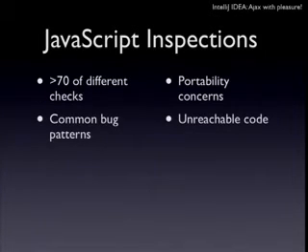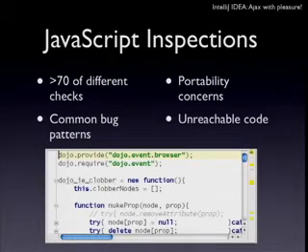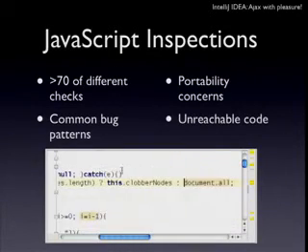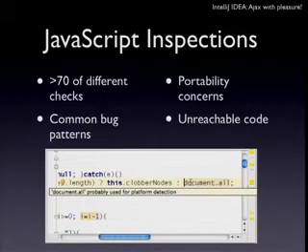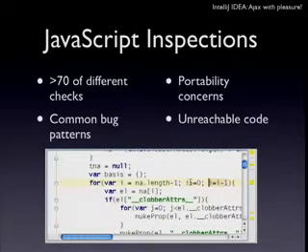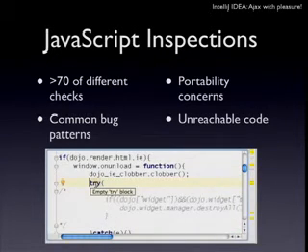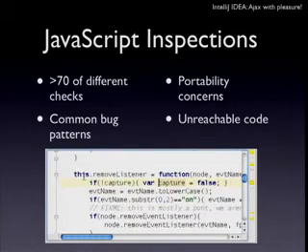We also have lots of additional JavaScript intentions coming. There are more than 70 of them. We have detections for common bug patterns. We have detections of portability concerns. You see document.all probably used for platform detection. You shouldn't use document.all in your JavaScript files if you are going to do cross-browser development. We can even spot potential places for optimizations, unreachable code, code bugs.